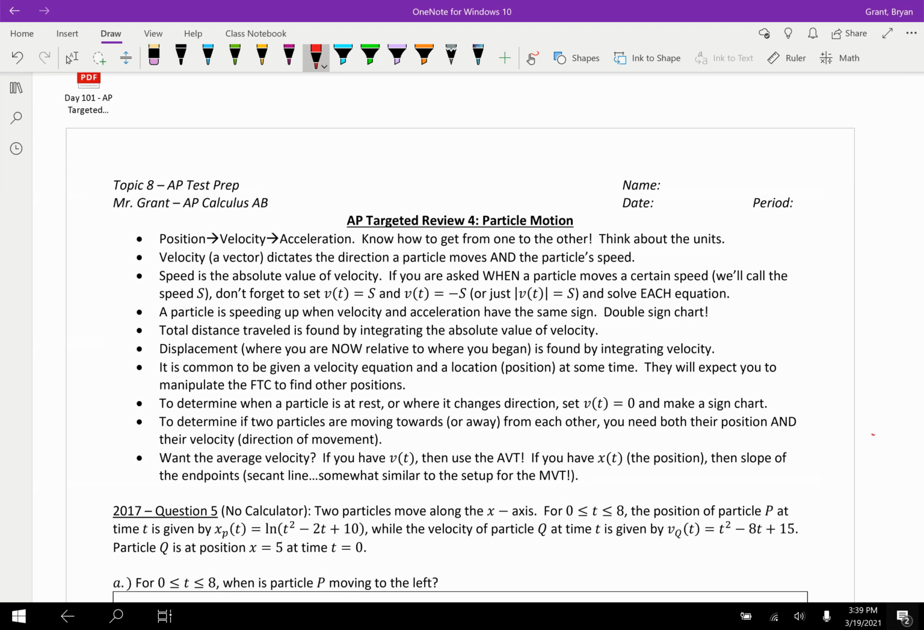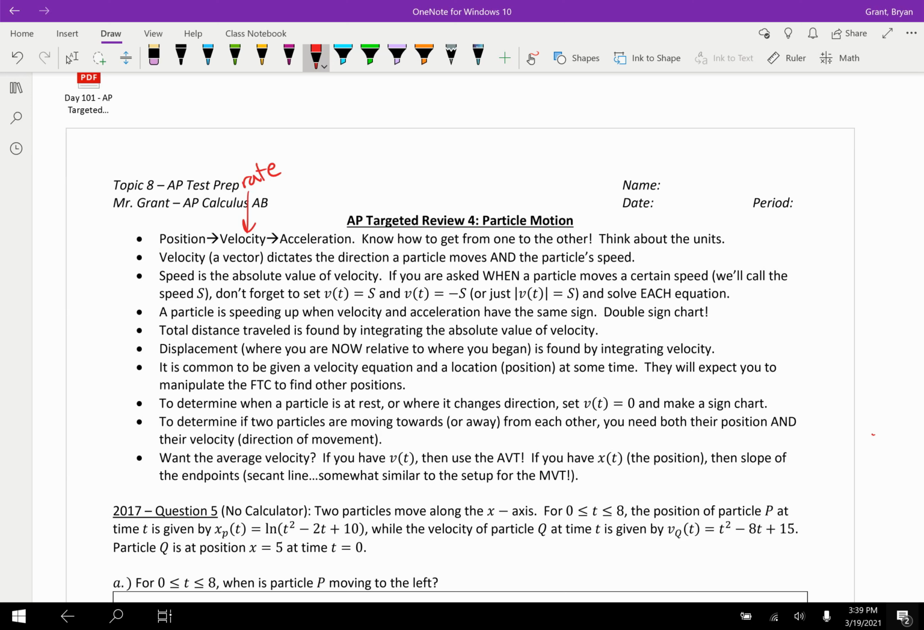Particle motion sometimes gets lumped in with other free responses because with particle motion, you're always going to be given a velocity. We have to remember our position, velocity, acceleration. Velocity is the derivative of position, and velocity is a rate. Of course, pretty much everything in calculus is about rates. So you're given a rate here, and sometimes that can fall into other categories.